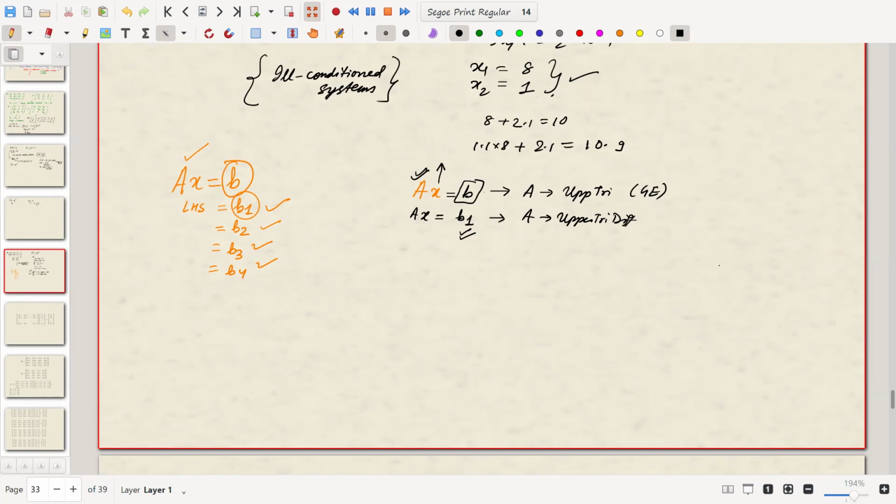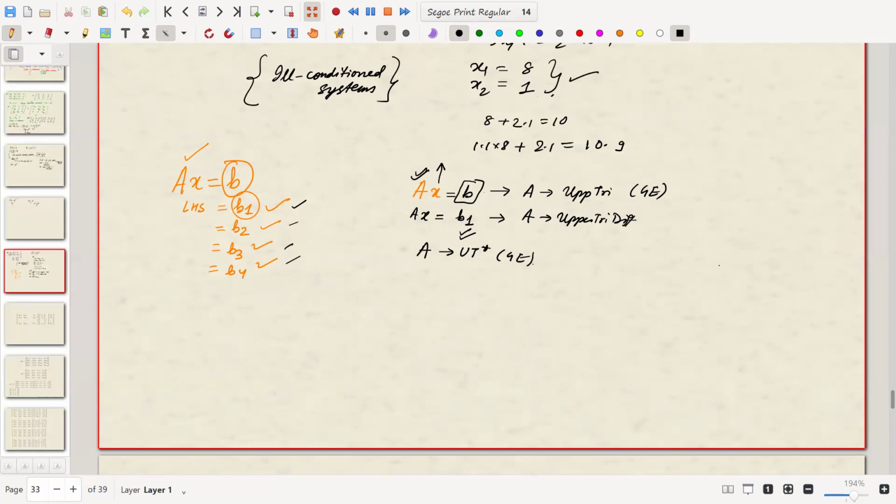Why? Because every time the vector B changes, you have to convert the matrix A into a new upper triangular matrix by Gauss elimination. Can you see the disadvantage here? Every time you have to convert the matrix A into an upper triangular matrix by row operations.